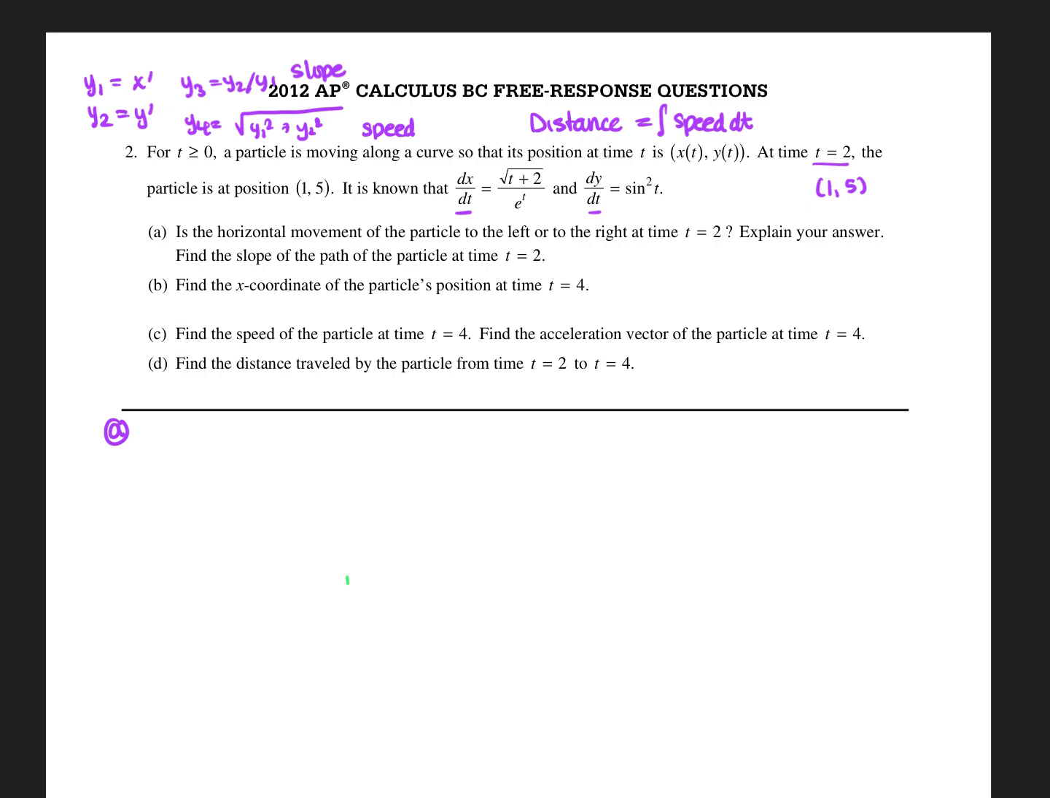Part A. Is the horizontal movement of the particle to the left or to the right at t equals 2? Explain your answer. Well, if I'm talking about moving right and left, we're talking about dx/dt. So dx/dt at time equals 2 would be the square root of 4 over e squared. I know this is bigger than 0. So since dx/dt is bigger than 0, at time equals 2, the particle is moving to the right.